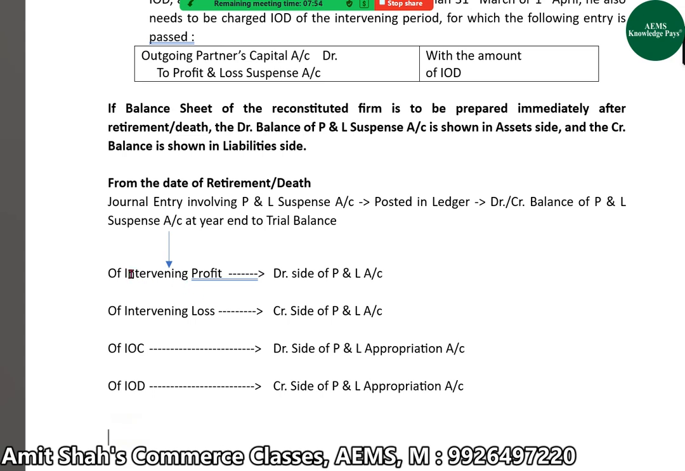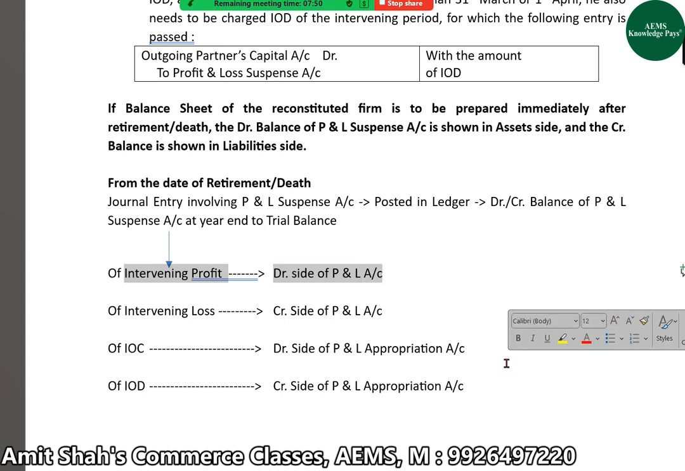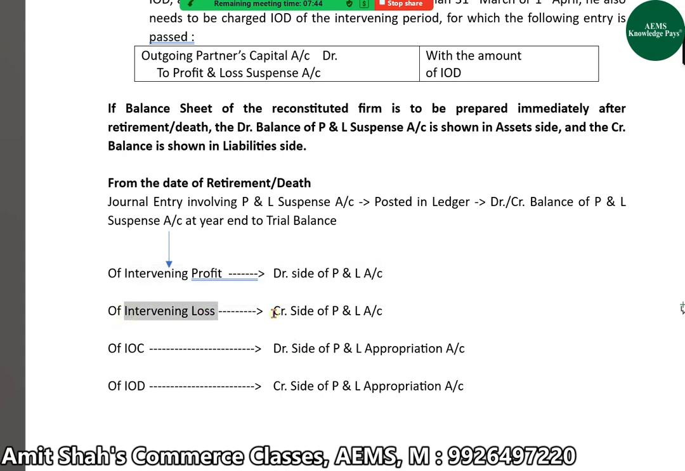So whatsoever is the amount of intervening profit, you will show on the debit side of P&L account. If the amount is of intervening loss, then you will show it on the credit side of P&L account. The amount of IOC you will show on the debit side of P&L appropriation account and of IOD you will show on the credit side of P&L appropriation account. That is what I was explaining earlier.